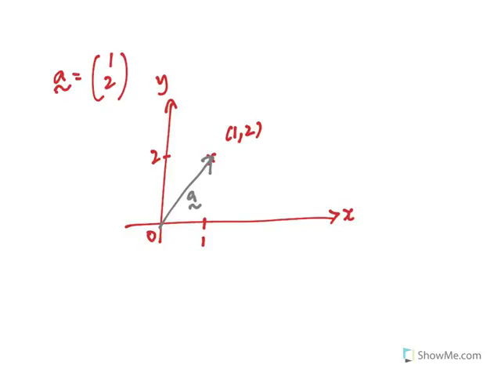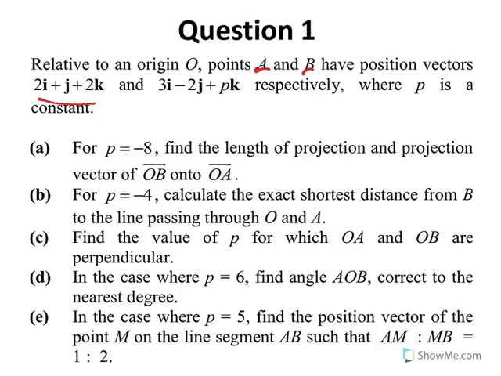I know in the current lecture you are a bit lost, so later I'll explain a bit also. So it's talking about a position vector. If you have any question, please feel free to ask. Also just stop me. For P equals -8, we want to find the length of projection and projection vector of OB onto OA. Okay, so easy question. It's something you all have done before. I just want to recap.